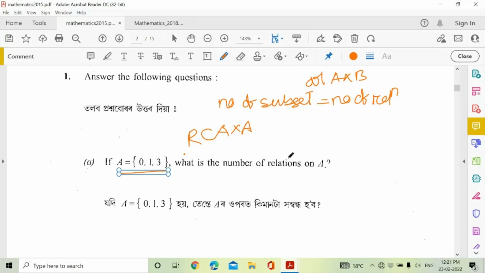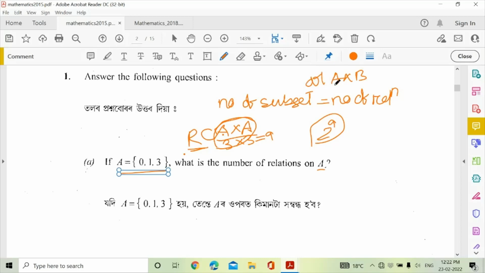Here the relation is defined on what? Only one set is given. That's why we have to find the number of subsets of A cross A. So we need to know the number of elements in A cross A. If A contains 3 elements and here also 3 elements are there, we have in total 9 elements in A cross A. If A cross A contains 9 elements, then we will have 2 to the power 9 subsets. And we know that subsets of A cross A are known as relations. That's why the number of relations on A is 2 to the power 9.